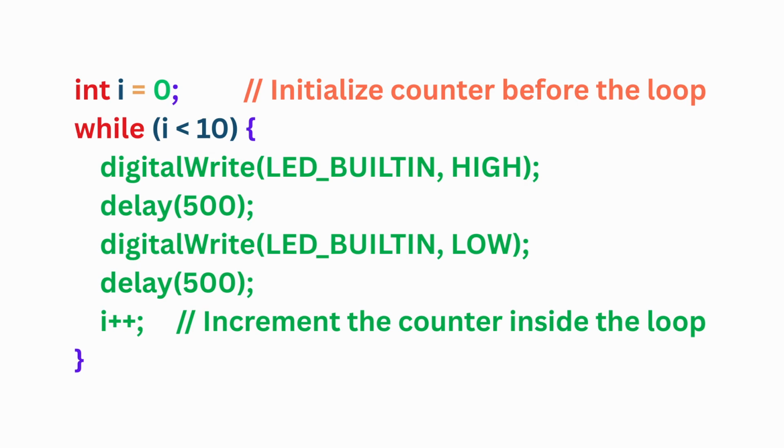As you can see, some things changed. The int i = 0 initialization was moved before the loop. The i++ increment was added at the end of the loop. The condition i < 10 remains the same. Despite the changes, the result is exactly the same. The LED blinks 10 times.